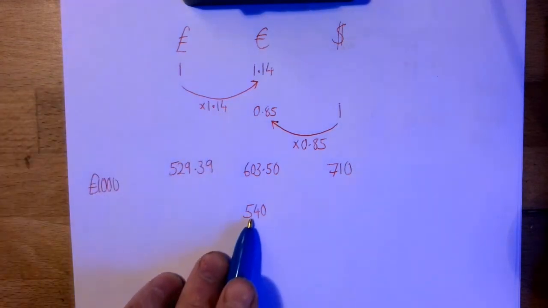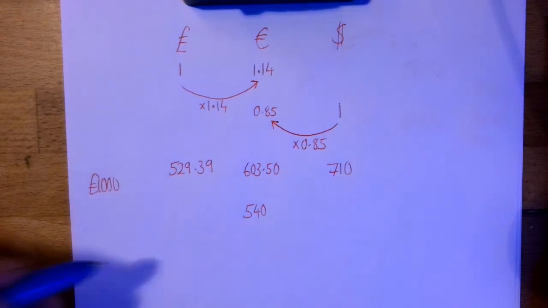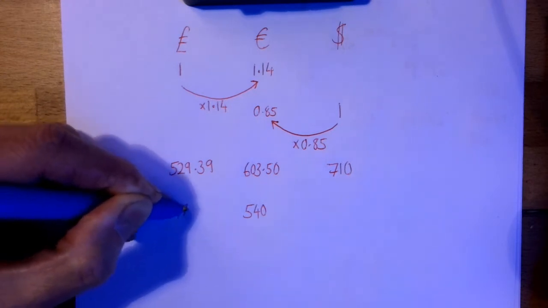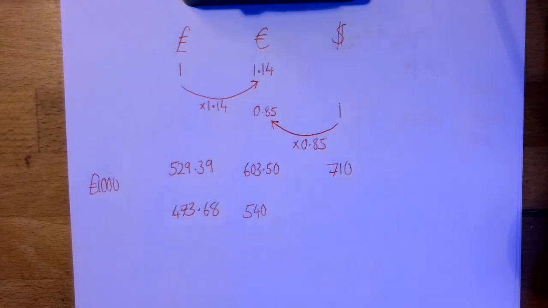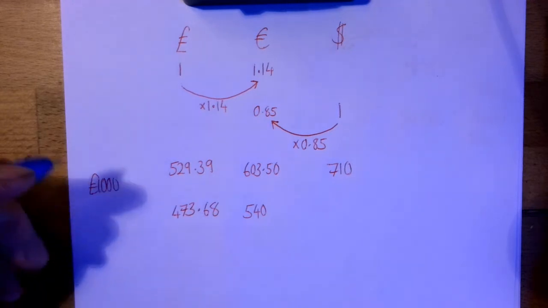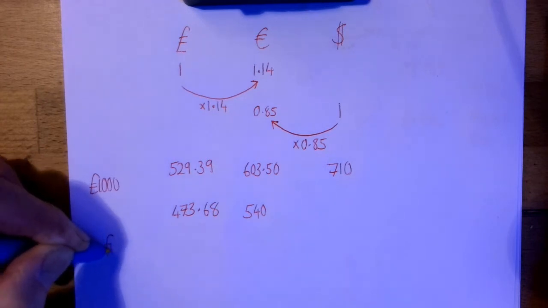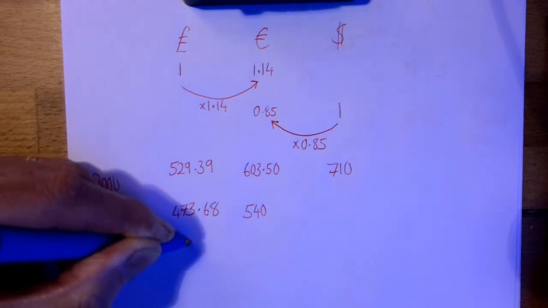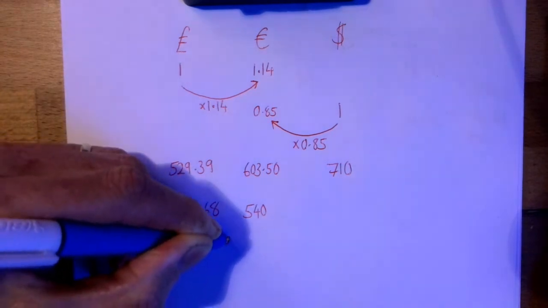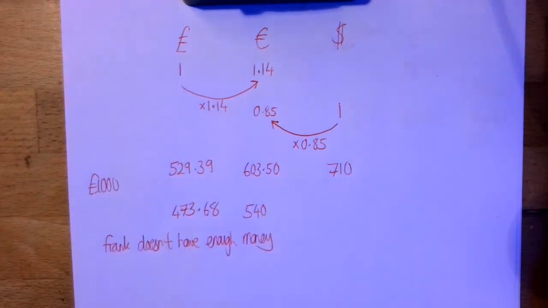I'm also going to take 540 and divide it by 1.14, and that gives me £473.68. And if I add those two together, you find that he just about doesn't have enough. He needed just over £1,000, so Frank doesn't have enough money. And well done if you had a go at those.